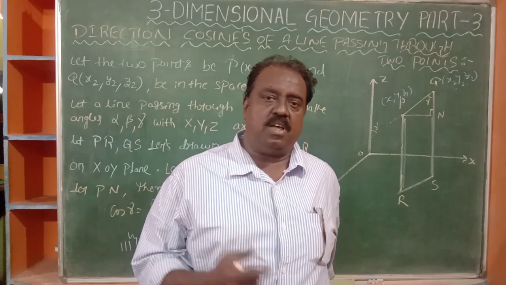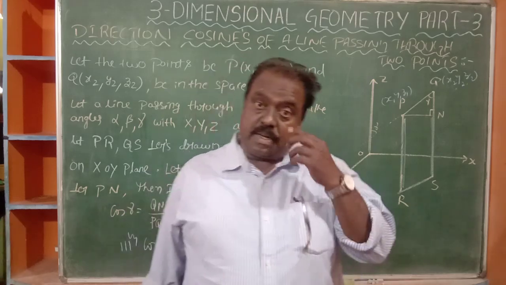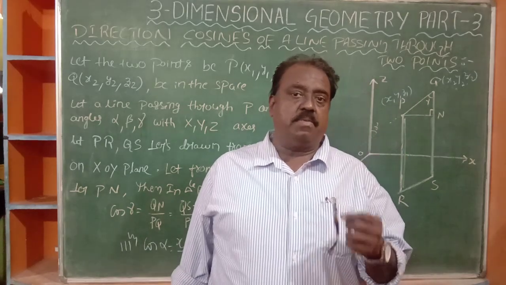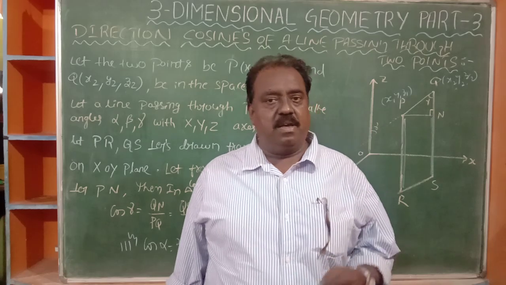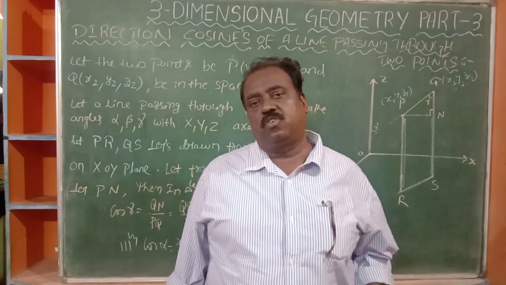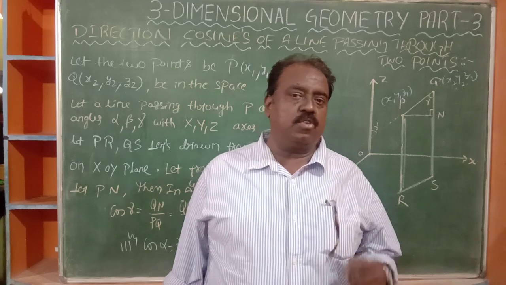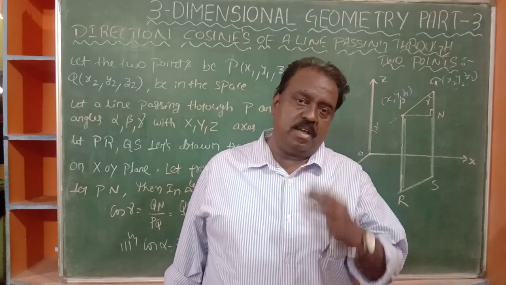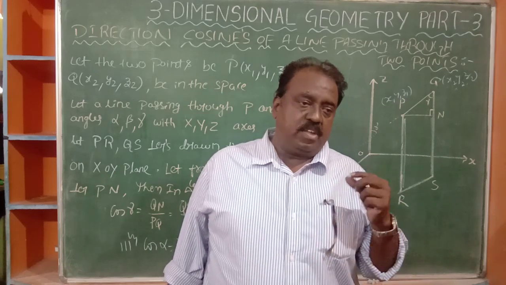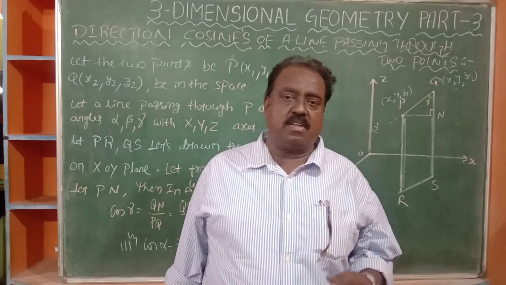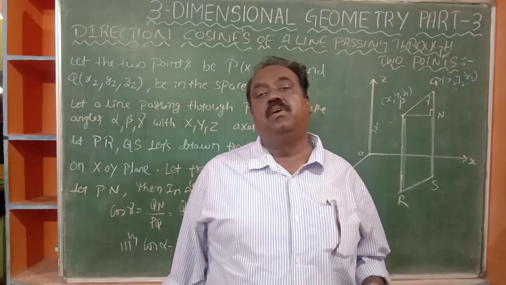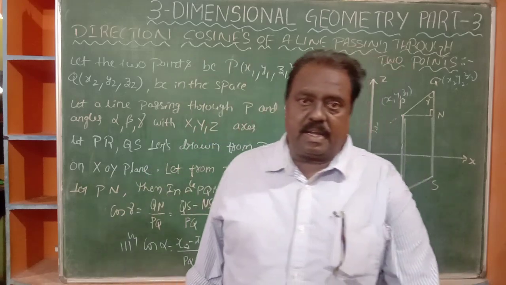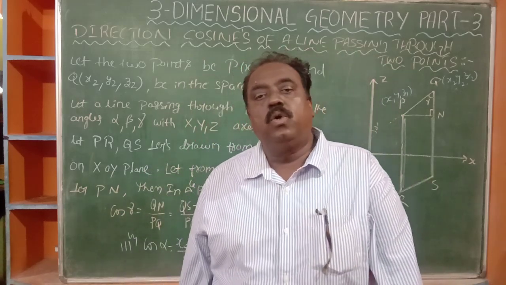Suppose a, b, c are DRs, then direction cosines are a by root a square plus b square plus c square, comma, b by root a square plus b square plus c square, comma, c by root a square plus b square plus c square. Each and every term of the triplet DRs we divide with the square root of the sum of squares of those DRs. Okay, now we can get the DCs. It is already clearly given in the first 1 and 2 videos.